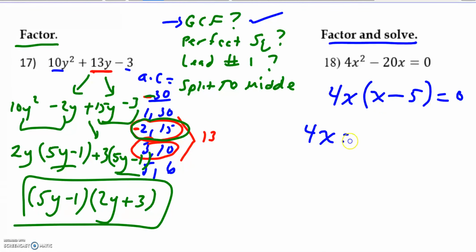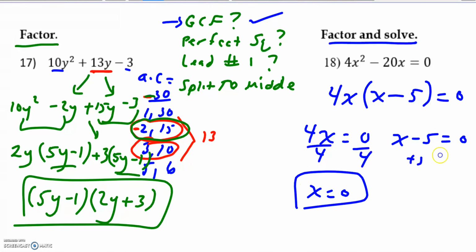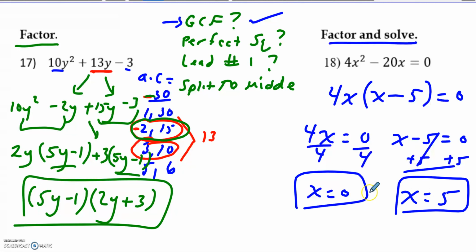I can say that 4x equals 0 using the zero product property, and x minus 5 equals 0 using the zero product property. Over here I divide by 4, so one answer is x equals 0. In this equation I add 5, so another option would be x equals 5. And it makes sense that there are 2 answers because my original equation was x squared.